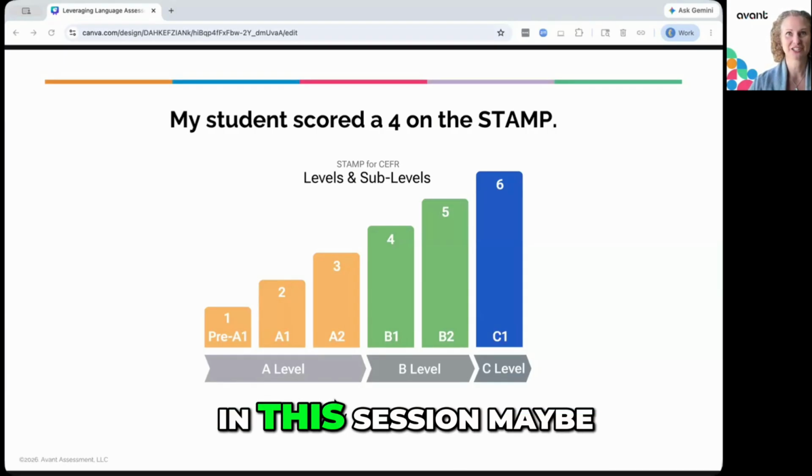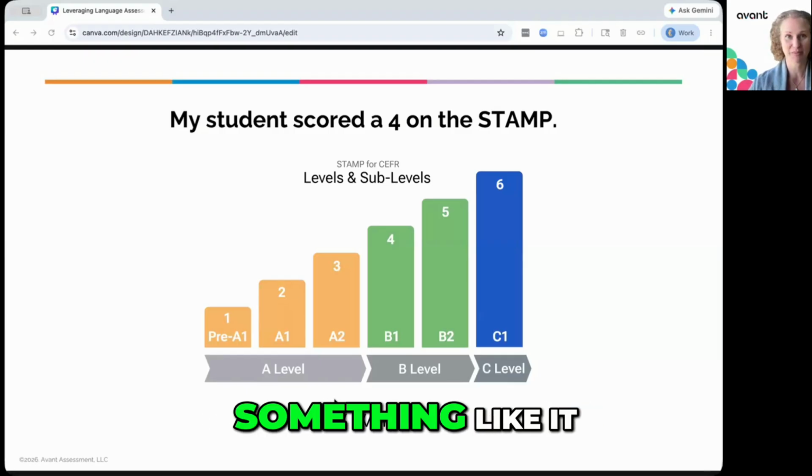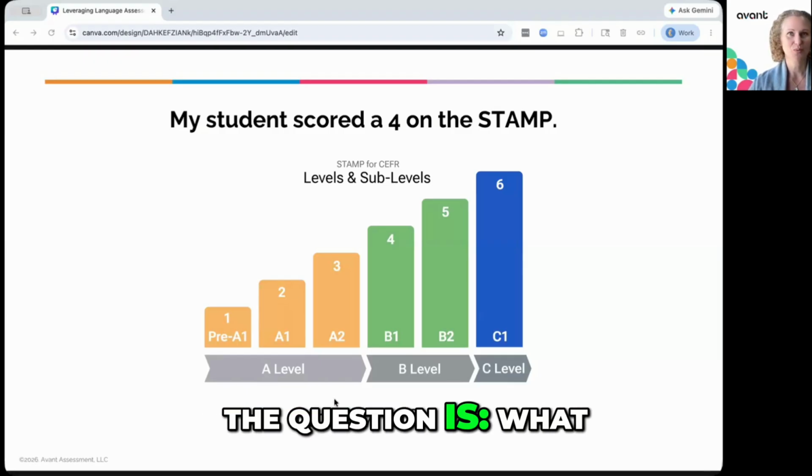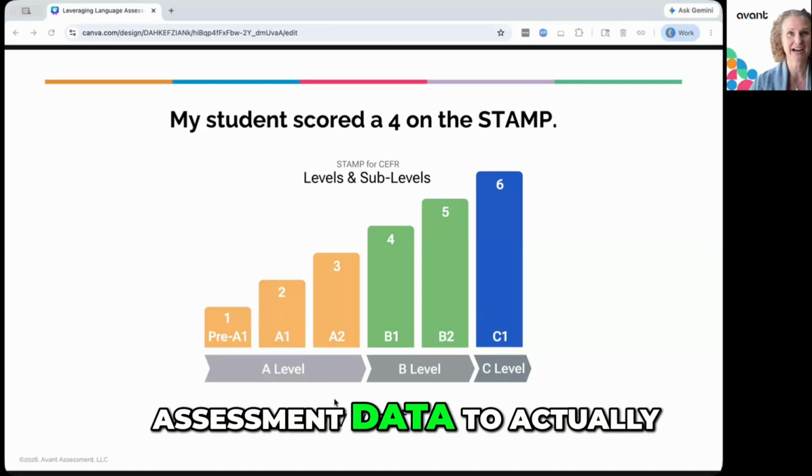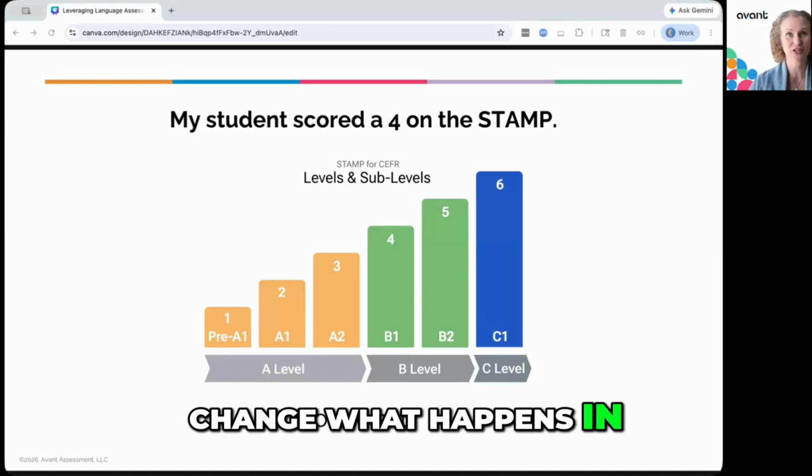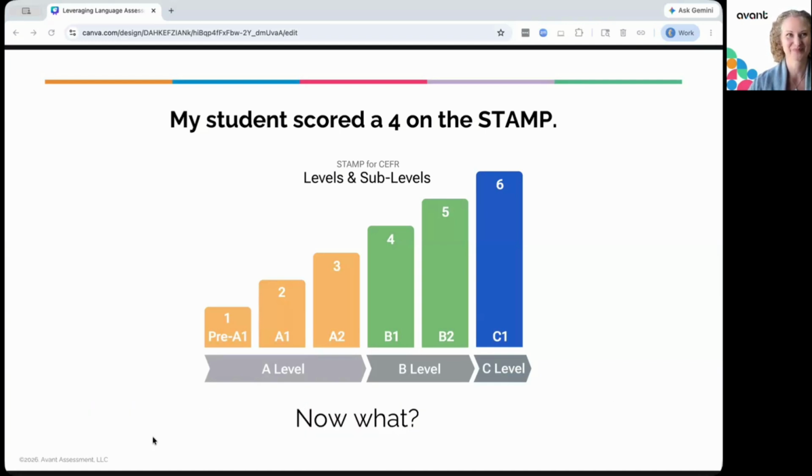So most of you in this session maybe already use STAMP or something like it. The question is, what does it take for assessment data to actually change what happens in your classroom on Monday morning?